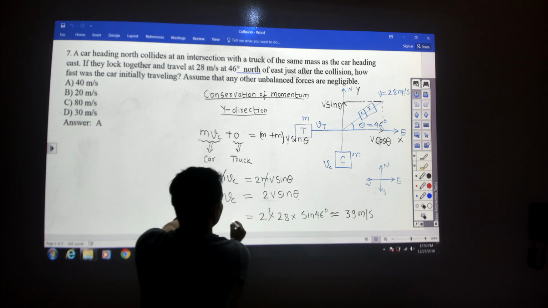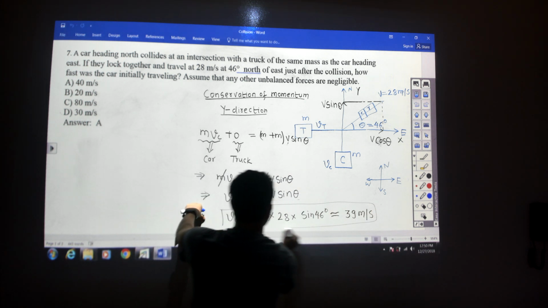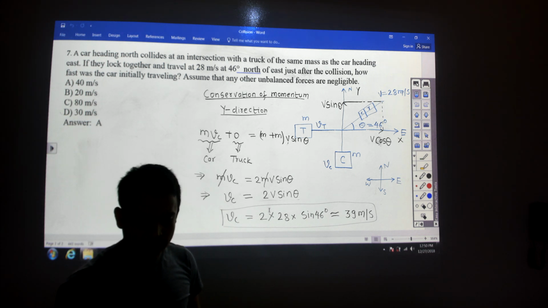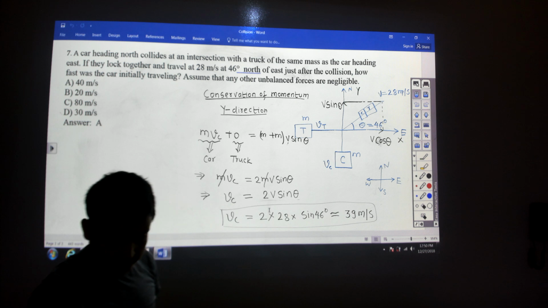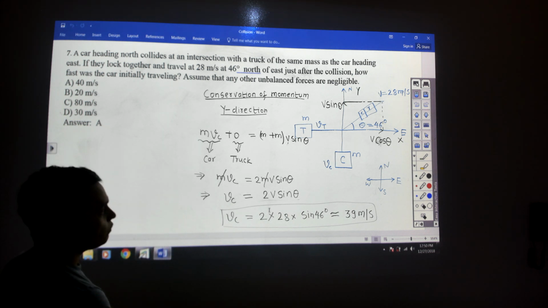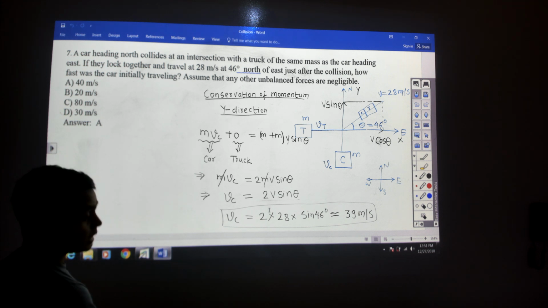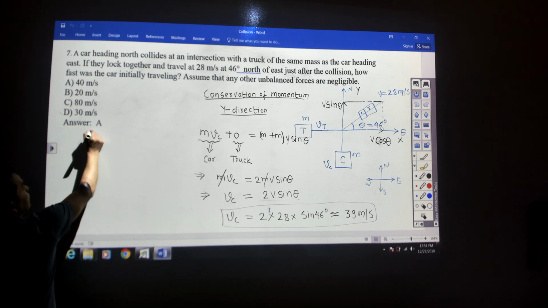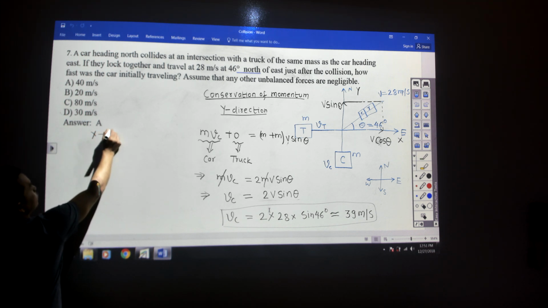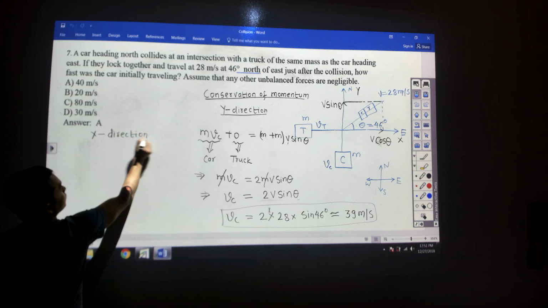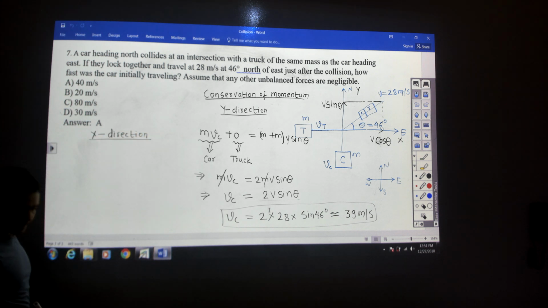This is the velocity for the car, and we can also find the velocity of the truck as well. It is not asked, but you can find it. How do we find it? The same way. We have to find the momentum along the x direction. Momentum conservation along the x direction.